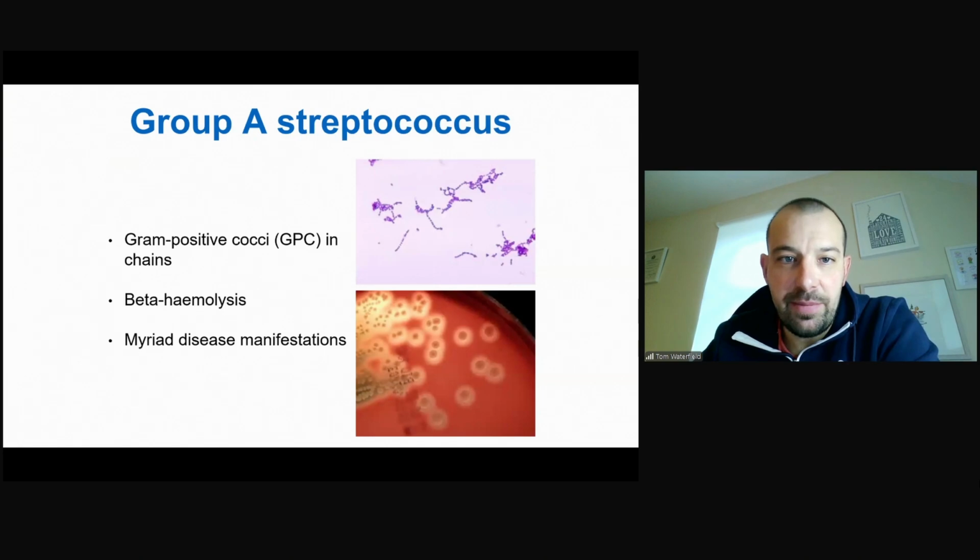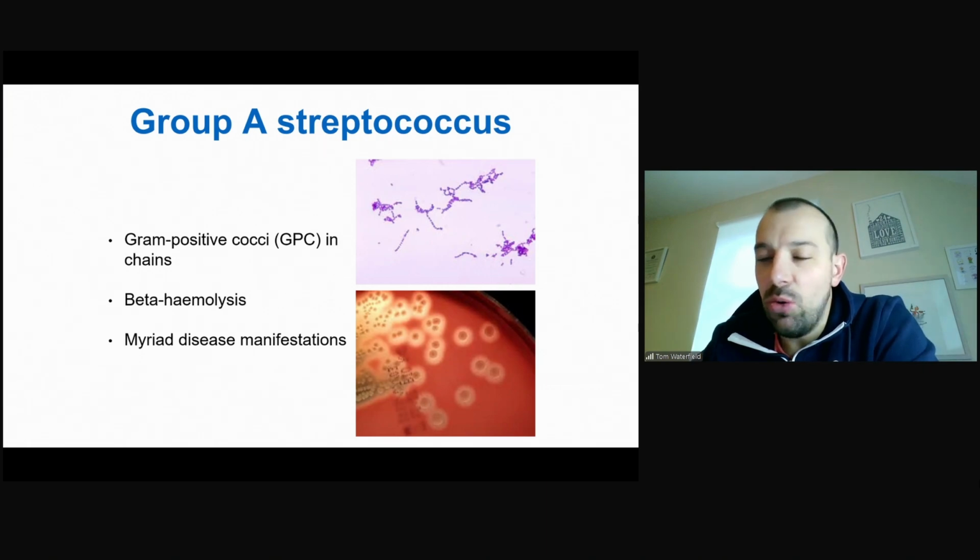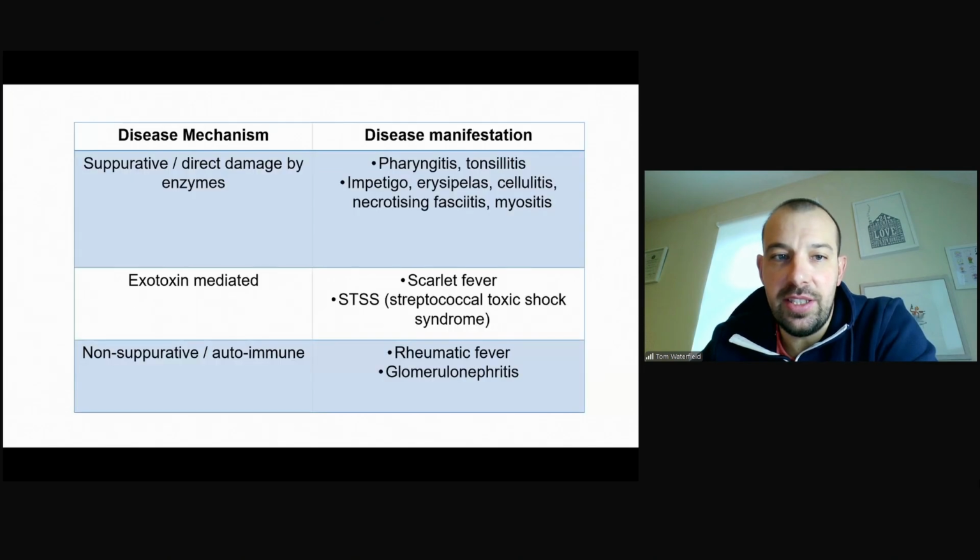But all worth considering. So group A strep, it's a gram-positive cocci, so you get them in chains. It's beta hemolytic, and that's all the ID you ever need to sound clever from an ED point of view, at least. Remember, we do a bit of everything, and it causes lots of different disease manifestations. So it can cause local disease: sore throat, tonsillitis, cellulitis, erysipelas. So that's local infection.